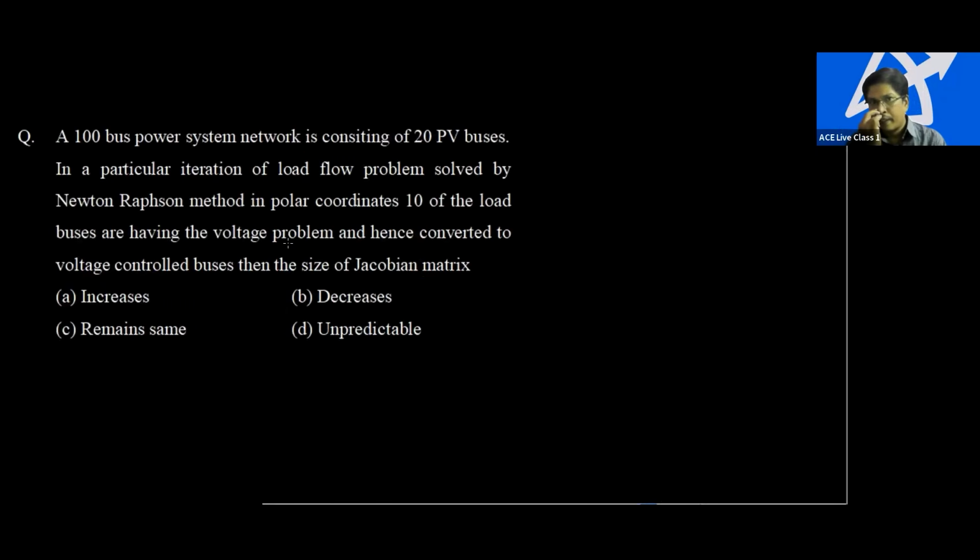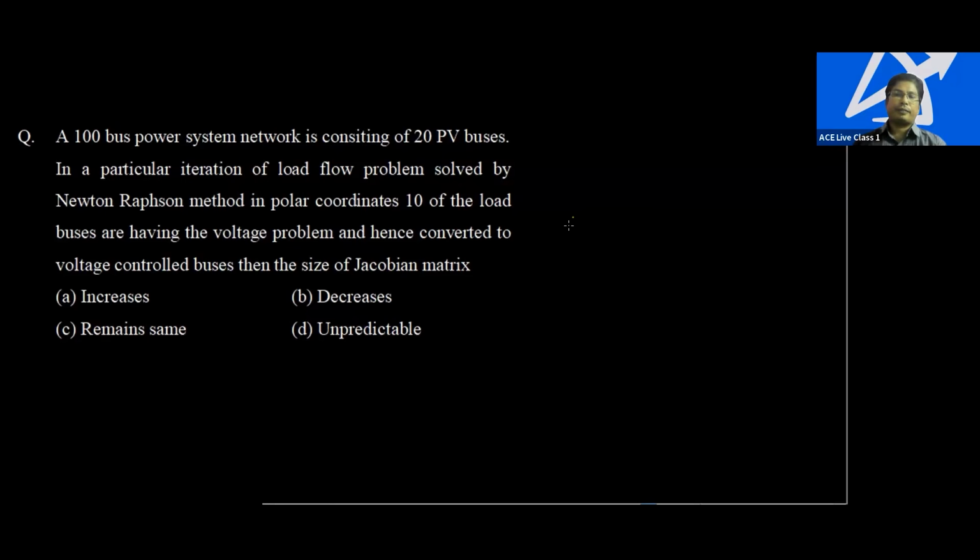One more question from load flow analysis. A 100 bus power system network consists of 20 PV buses. In a particular iteration of the load flow problem solved by the Newton-Raphson method in polar coordinates, 10 of the load buses are having the voltage problem and are converted into voltage control buses. Then the size of the Jacobian matrix will be?